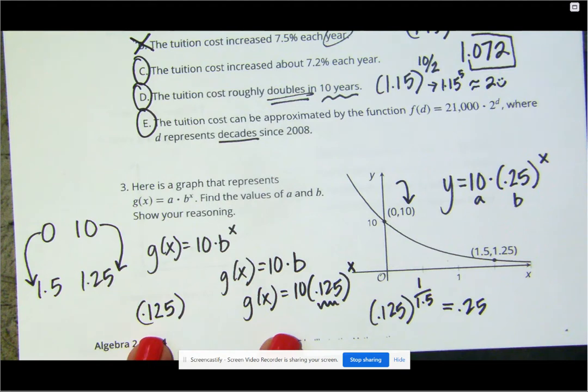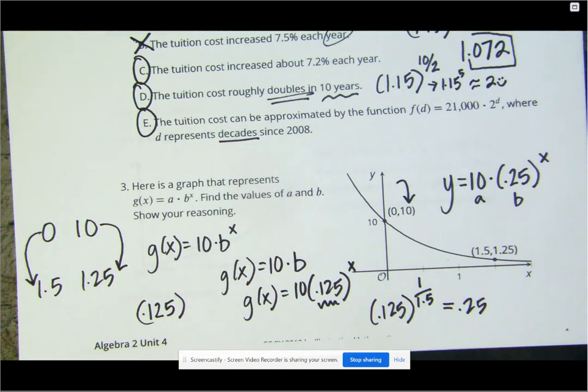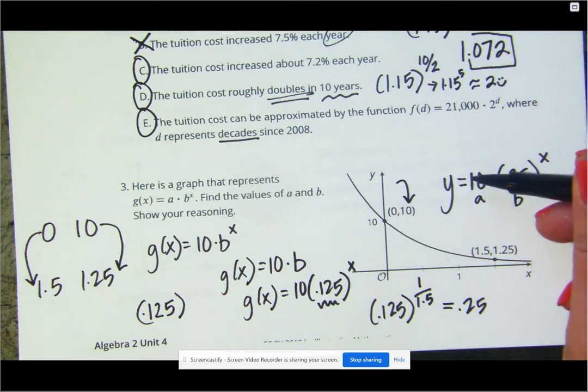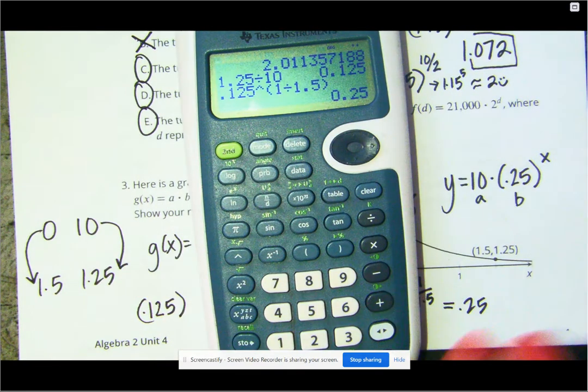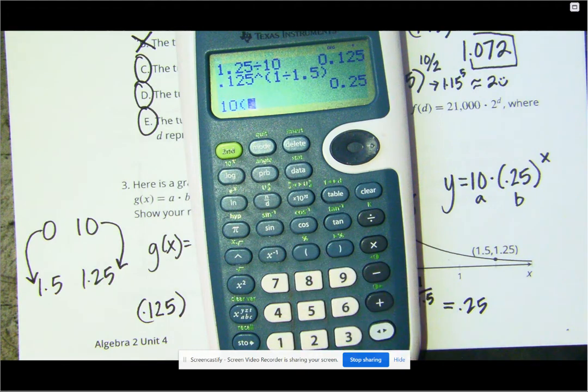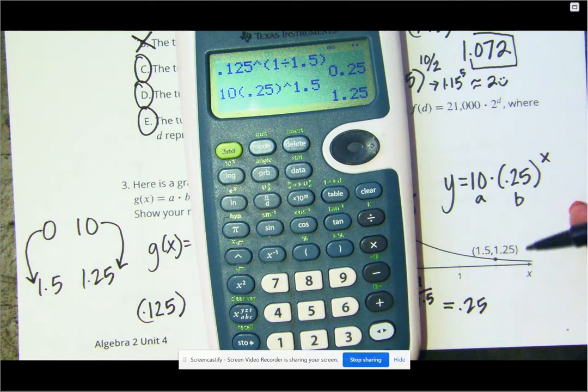That's B. Now, if I want to make sure I did it right, okay, that stands for one interval of 1. I'm going to type this in and put a 1.5 there, because I want 1.5 to make sure I get this answer right here, to make sure the rule works. Let's check. 10 times 0.25 to the 1.5, and I get 1.25.